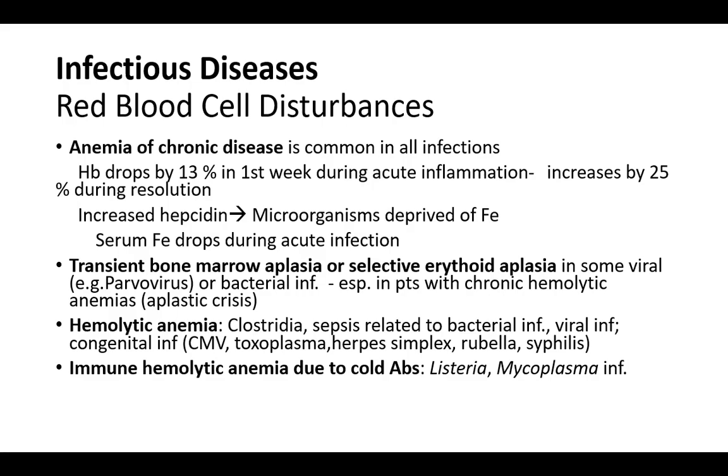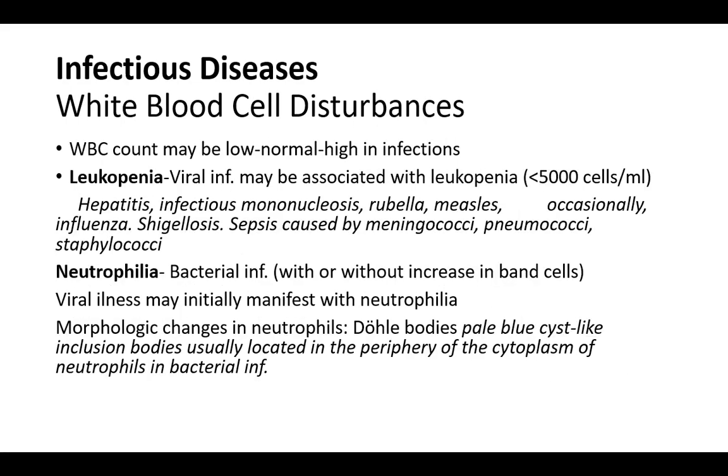Also, autoimmune hemolytic anemia due to cold antibodies can be seen, especially in mycoplasma infections and listeria infections. So when you have these types of diseases, patients, you should look for cold type antibodies. You should definitely look for the nature of the anemia in those patients.